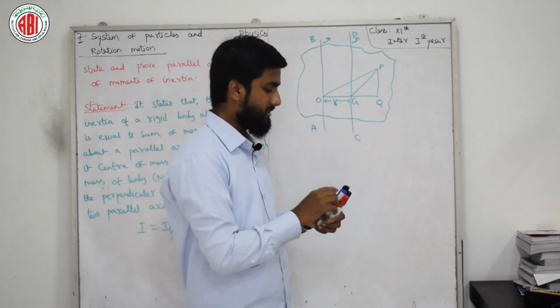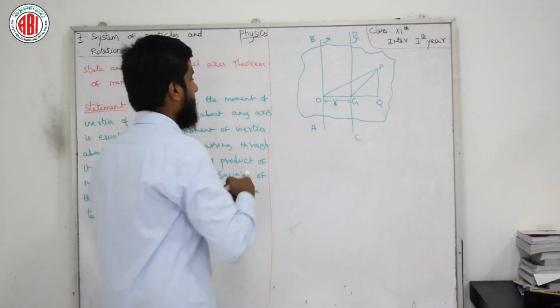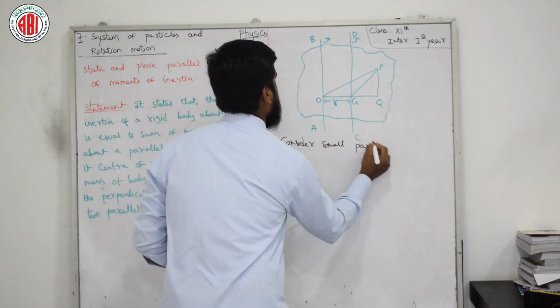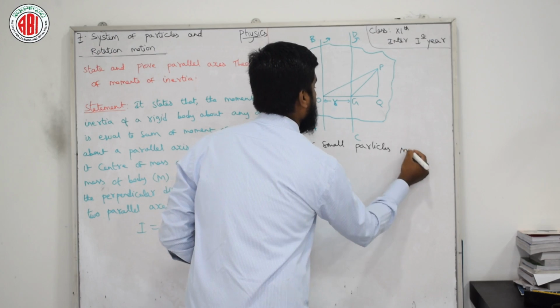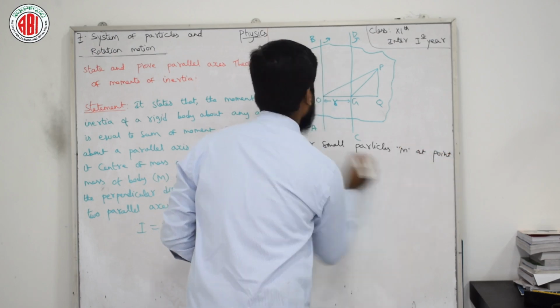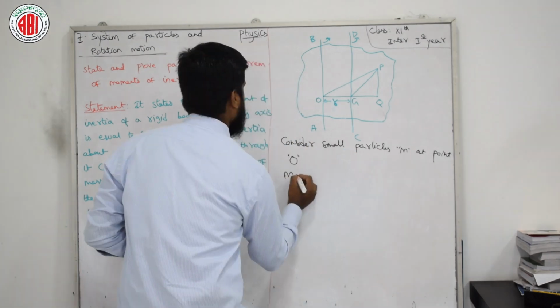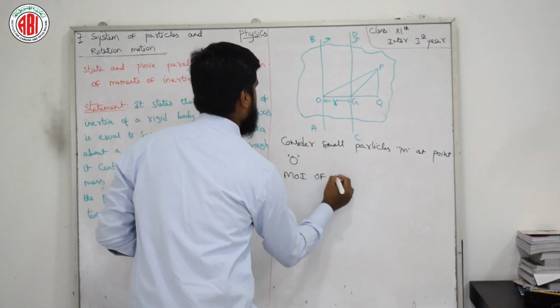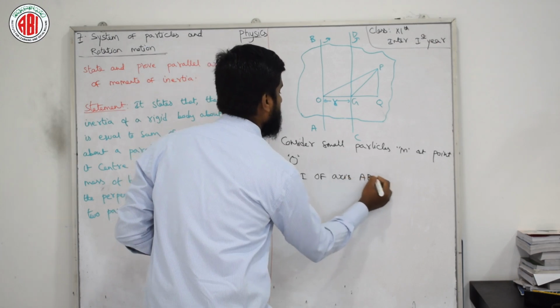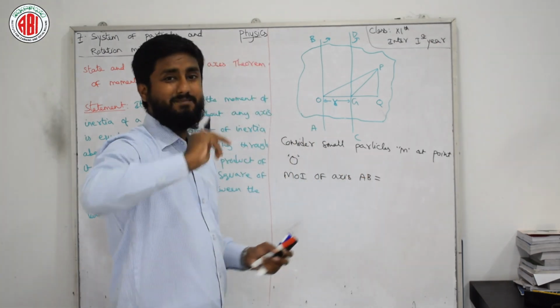So now we are considering a small particle at point O. Consider a small particle, small m, at point O. What is the moment of inertia for the axis AB?